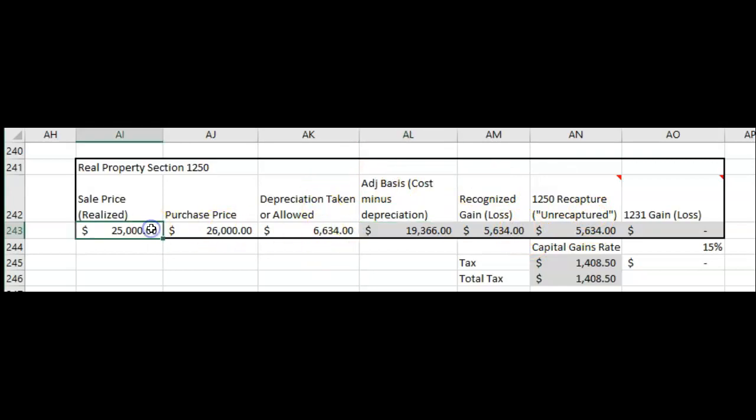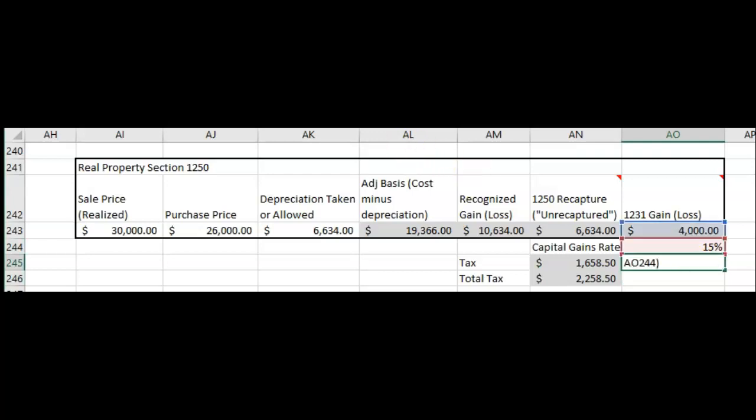Now, if they sold it for even more, notice how the recapture only goes up to the same amount of the depreciation taken. Everything over that goes into the 1231 gain or loss cell. So they have to recapture all the depreciation taken, and then all other gains go into 1231 gain. 1231 losses are always considered ordinary losses. 1231 gains are capital gains and taxed at the long-term capital gains rate. So the capital gains rate is 15%.